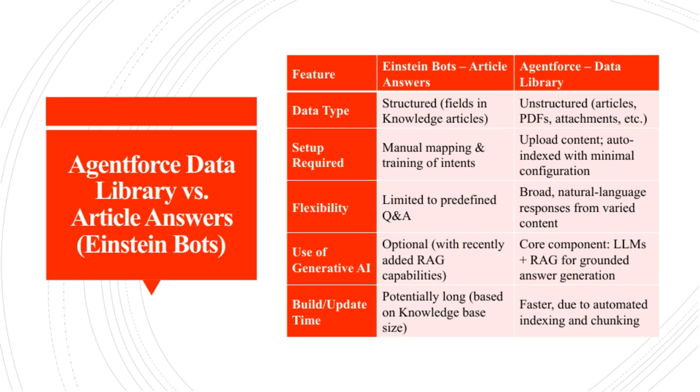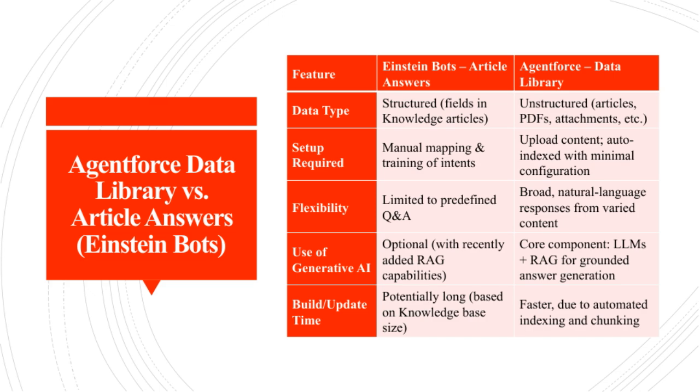When it comes to setup, Einstein bots require manual mapping and training of intents, which can be a bit time-consuming, especially as your knowledge base grows. On the other hand, Agentforce simplifies this process by allowing you to upload content directly, with automatic indexing and minimal configuration needed.